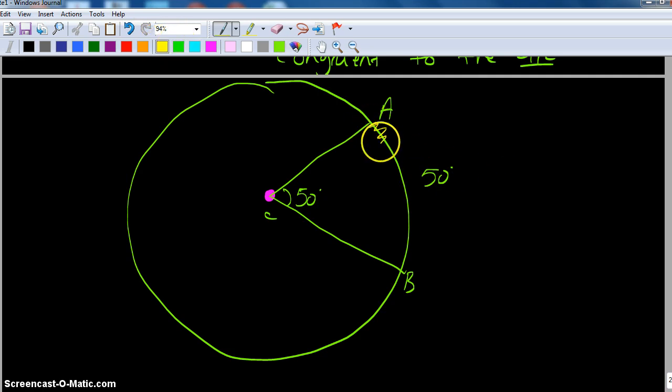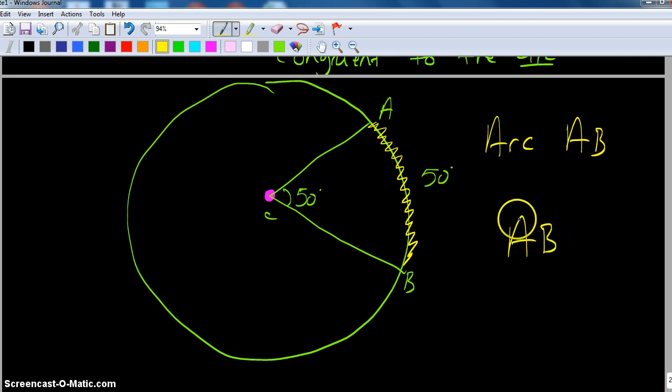And this piece right here is called an arc. That is the piece of a circle. And we don't write down arc AB. We abbreviate it AB with a little arc on top. That is arc AB. And since it's less than 180, this would be a minor arc.